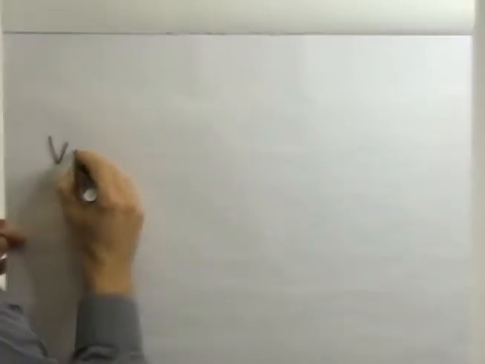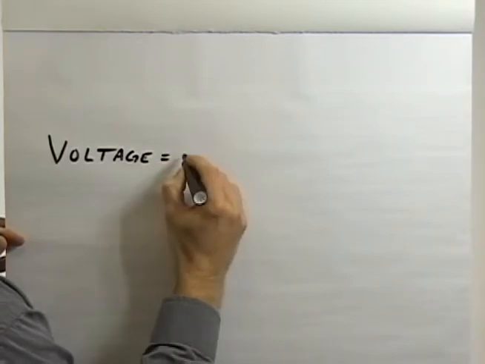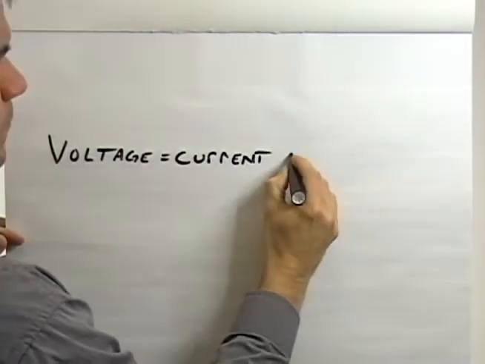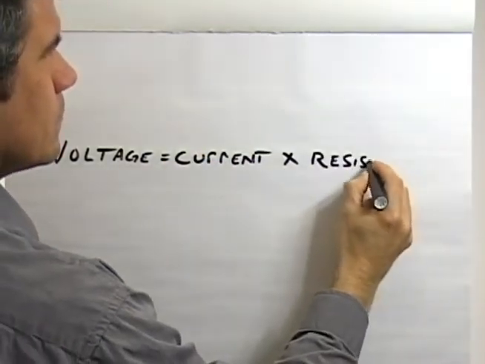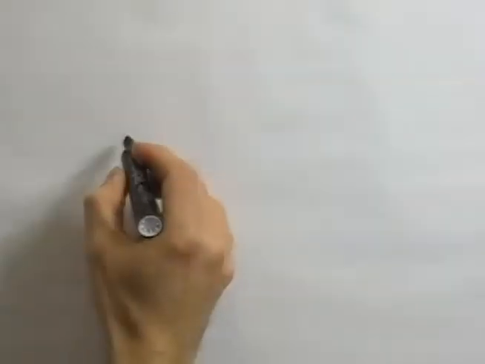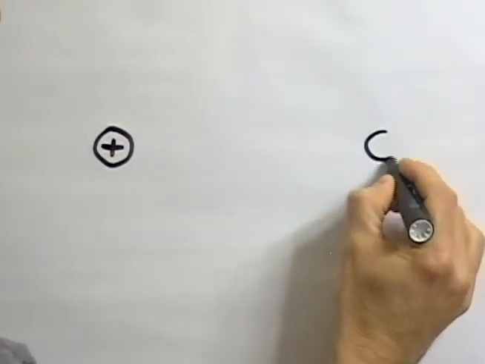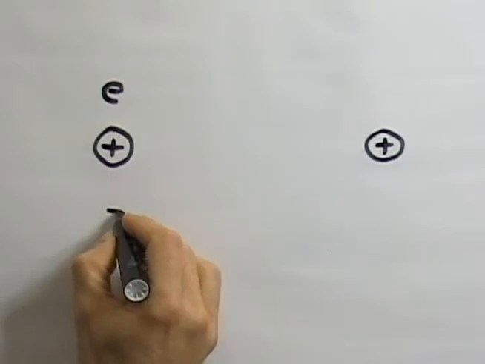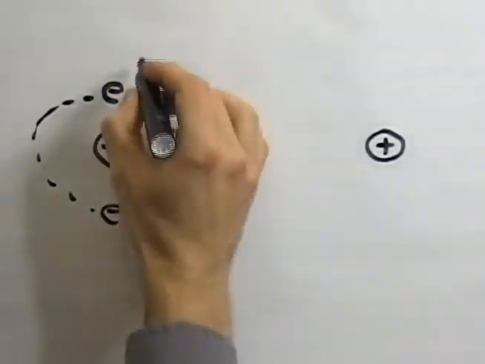The relationship between these three concepts is known as Ohm's law, which states voltage is equal to the current multiplied by the resistance. So let's look at how electricity flows. As we have said, it is the negative charges that make up electrical flow, or current.